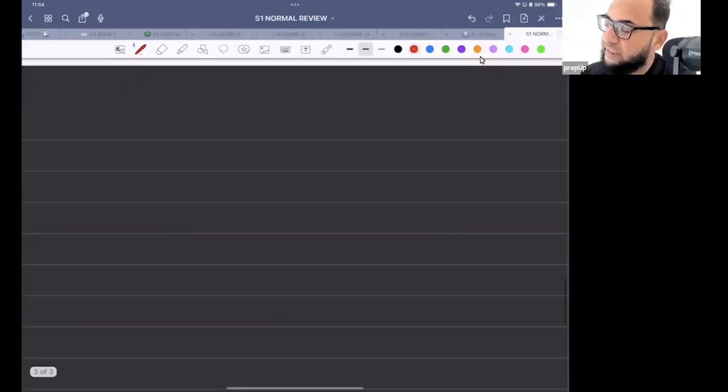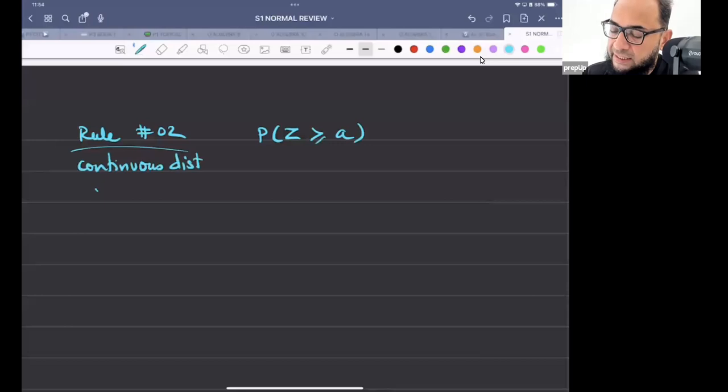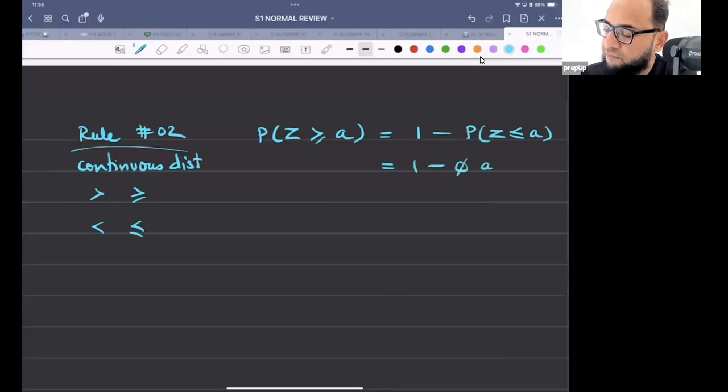Now let me move to the second rule. That is rule number 2. That rule says that probability Z is greater than or equal to A. By the way, it's a continuous distribution. So since normal distribution is continuous, greater and greater than or equal to is the same thing, lesser than and lesser than or equal to is the same thing. This is 1 minus probability Z is less than or equal to A, which is 1 minus phi of A.